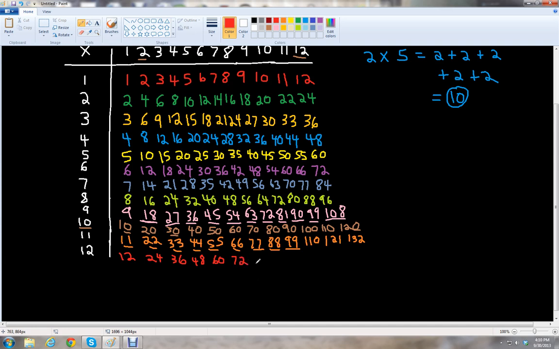12 times 7, 84. 12 times 8, 96. And 12 times 9, we get a 3-digit number, that's going to be 108. 12 times 10 is 120. 12 times 11, that's 132. And then finally 12 times 12 is 144. So we complete the multiplication of times tables for numbers 1 through 12.